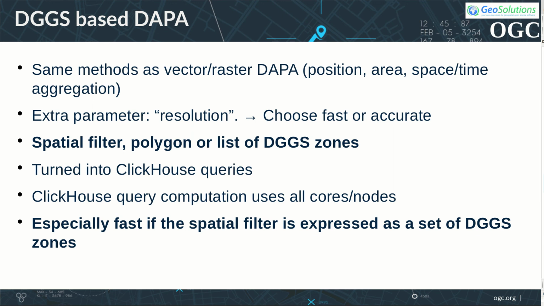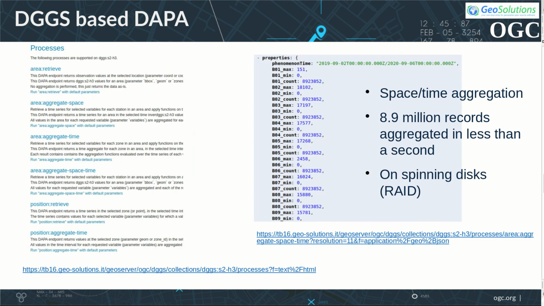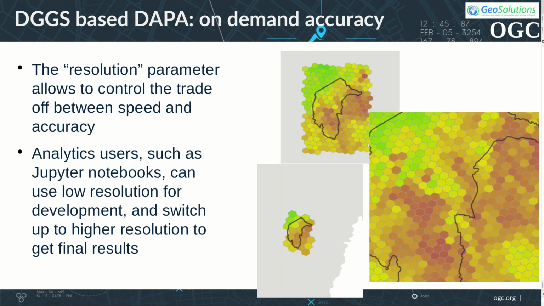Aggregations are pushed down to ClickHouse for best aggregation performance. As an example, we computed min, max, and count aggregates over the entire area of interest and over all 16 attributes. The request has aggregated 9 million records in less than a second, despite having no indexes on the attribute columns. The resolution parameter allows to control the trade-off between speed and accuracy. Analytics users, such as Jupyter Notebooks, can use low resolution for development and switch up to higher resolutions to get the final results.